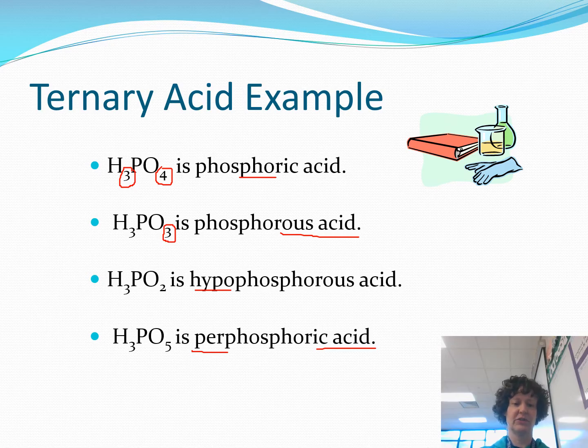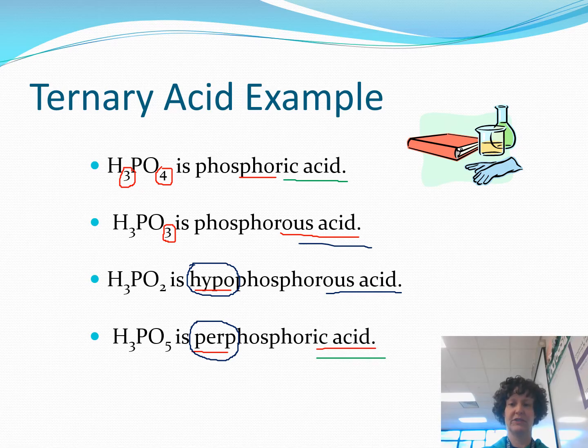So I want you to notice something. I want you to notice that, let me try a different color here now. I want you to notice that the ic acid is used in 2 cases, and then us acid is used in 2 cases. And then per is going to be more than the ic acid, and hypo is going to be one less than the us acid. It's a little wacky.